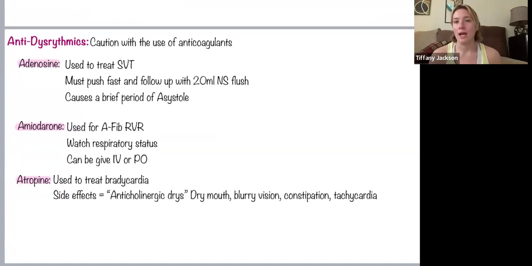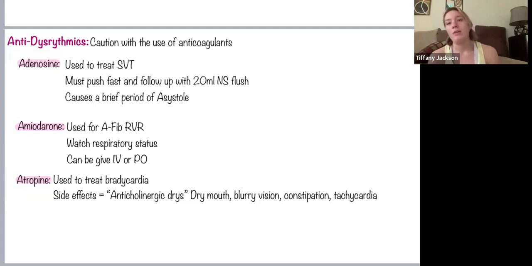Adenosine is given for SVT. Remember, with adenosine, after pushing, it can cause a brief period of asystole. It's important that after we push adenosine very quickly, we immediately follow up with a 20 ml normal saline flush. That's when you'll see a dual stopcock, where you are able to just flush both at the same time. It's very important we flush afterwards with 20 ml normal saline.